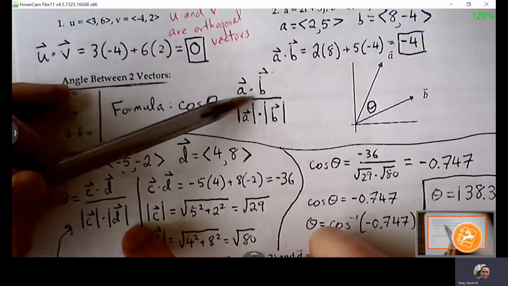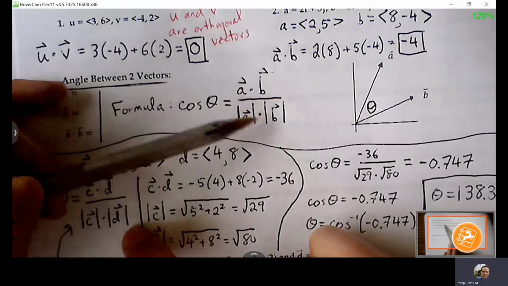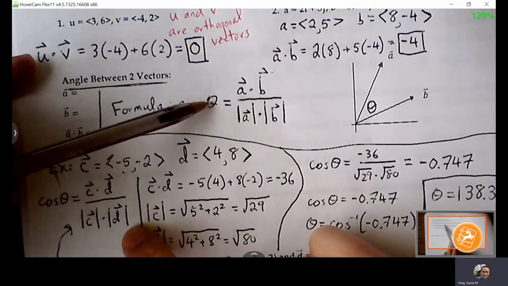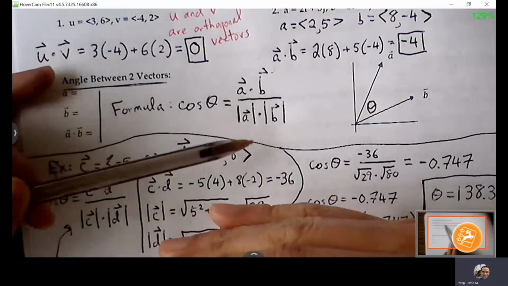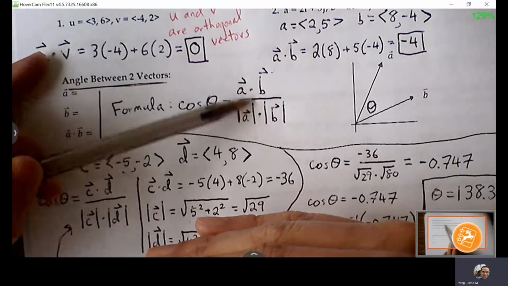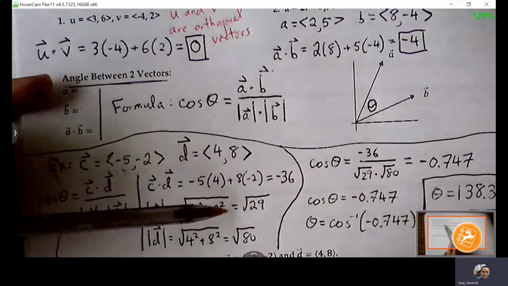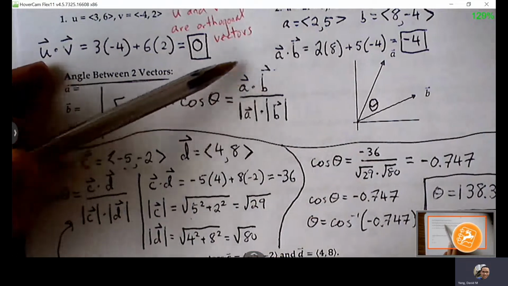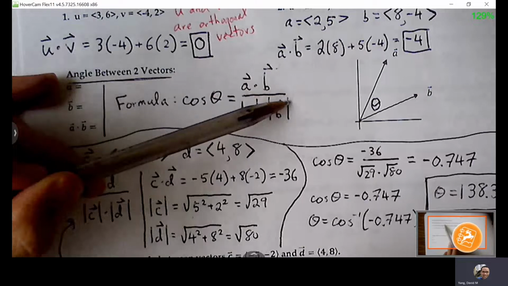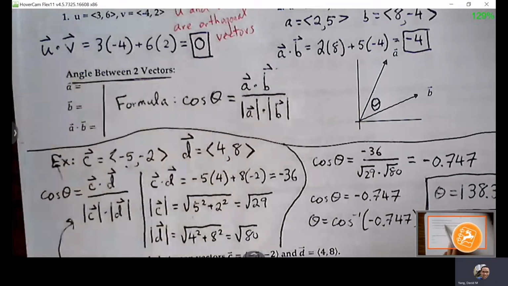So if the numerator and denominator are equal to each other, that basically means you're getting 1, and cosine of 0 is equal to 1. So if your angle measures are the same as each other, then they're basically dealing with parallel vectors. So basically that's just what it means. It means that the numerator, the dot product, is equal to, so this is 20 and this is 20, then we know we're dealing with parallel vectors.